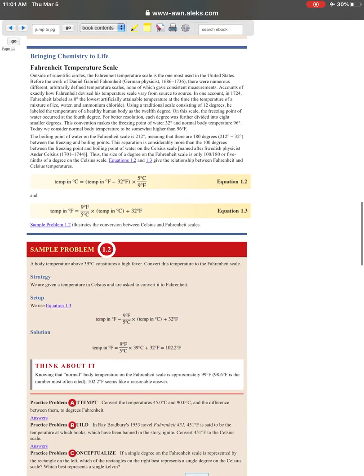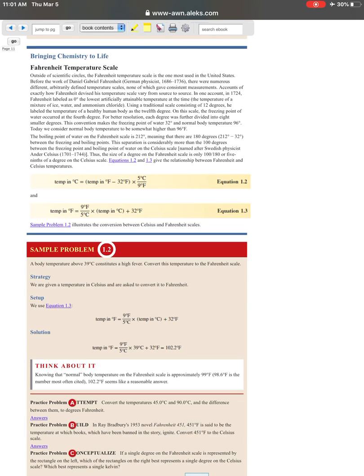There's also the Fahrenheit scale. I'll be honest with you, we don't use that as much anymore in chemistry. This will show you how to go through it, though. It shows you the two equations for that conversion. If you have the temperature in Fahrenheit and you want to find the temperature in Celsius, you take the temperature in Fahrenheit and subtract 32. Then you multiply it by 5 divided by 9. That will give you the temperature in Celsius.